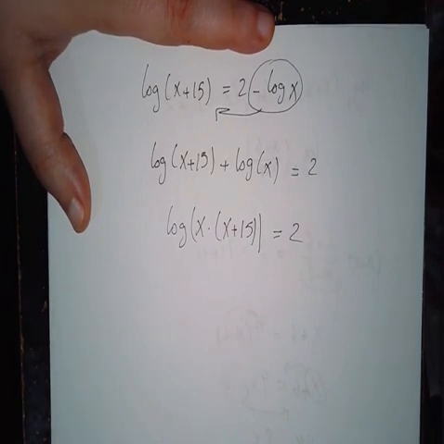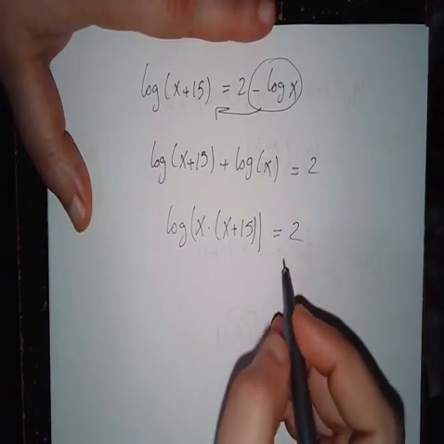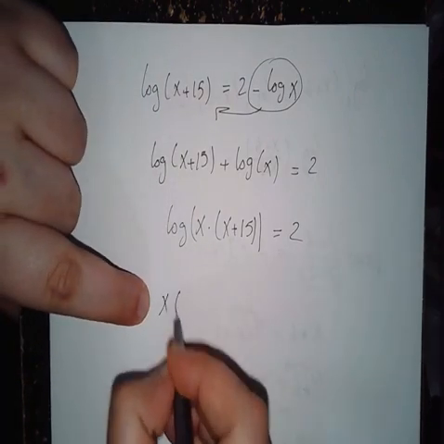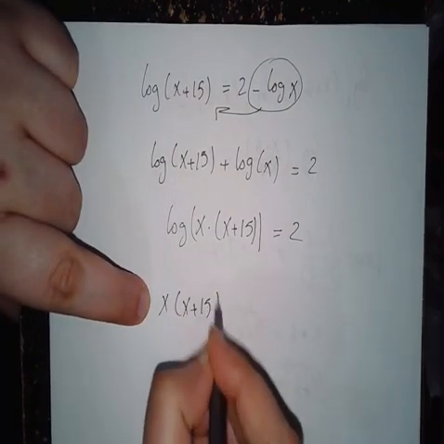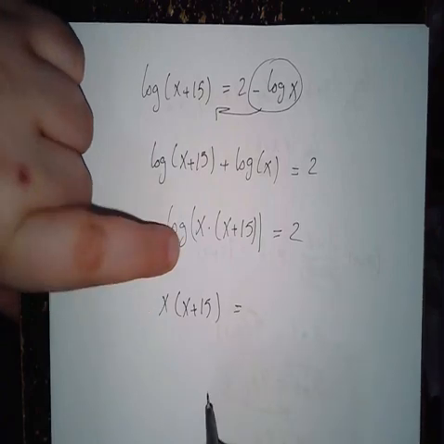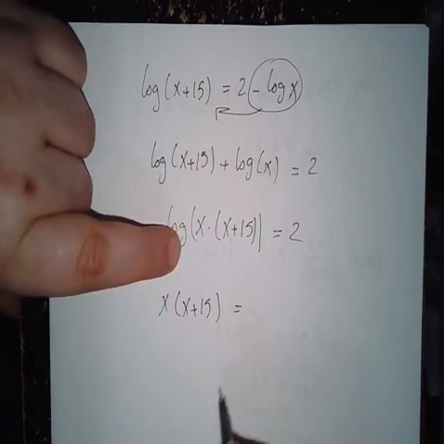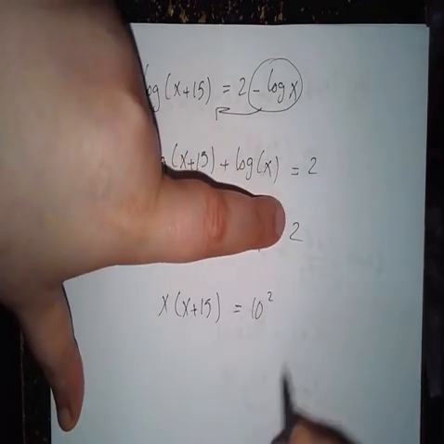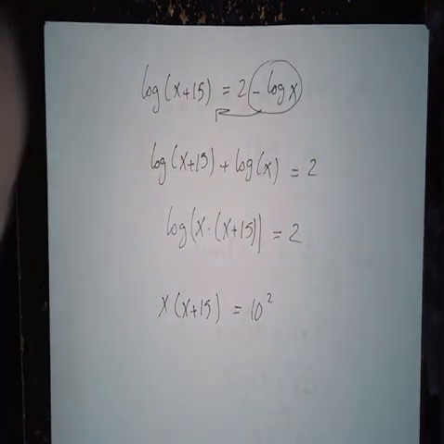Now, our little trick says the inside of the log, so x times x plus 15, equals the base of the log, which is not written but we know it's 10, to the power of the answer, which is 2. So that means it's 100.